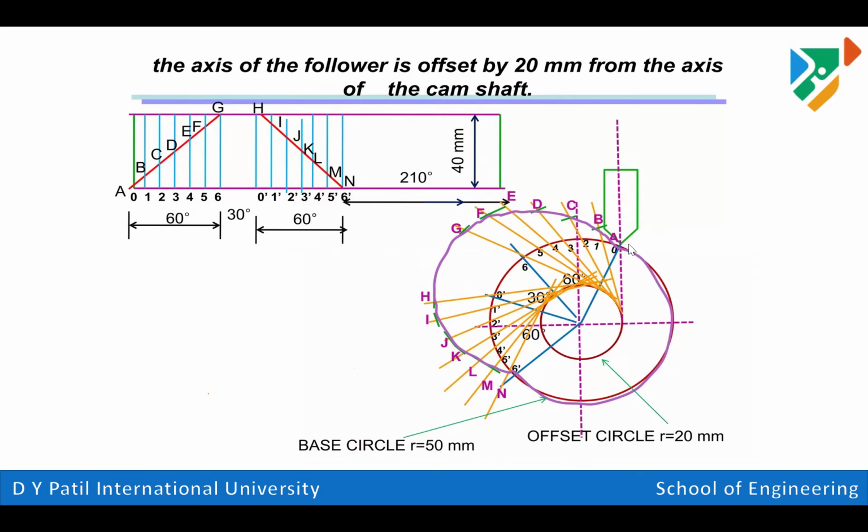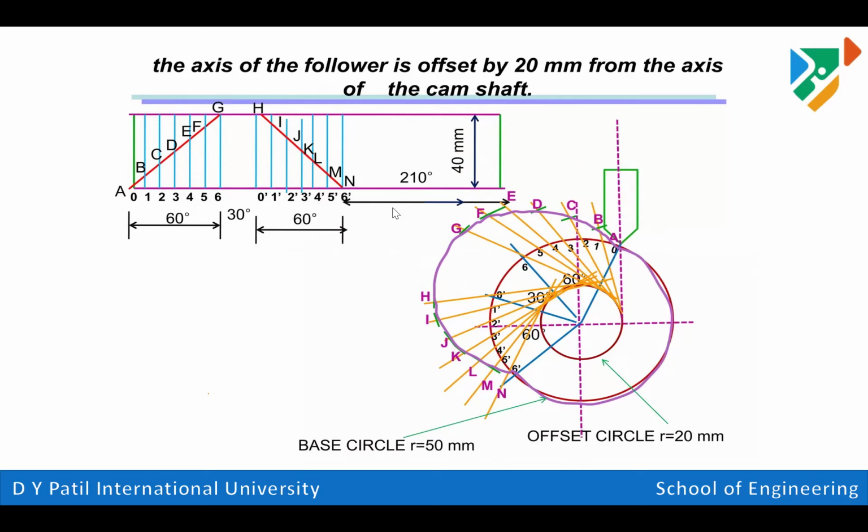Starting with point A, we'll draw a freehand curve which passes through all these points, and finally that curve will close at point 6 dash. So again we have a 60 degree movement, that is a 60 degree angle of turn, the angle of rise. We have a 30 degree angle of dwell, and again 60 degrees for the angle of return, and finally the remaining angle will be the angle of dwell. That angle is 210 degrees. So in this way we can draw inline and offset followers with uniform speed.